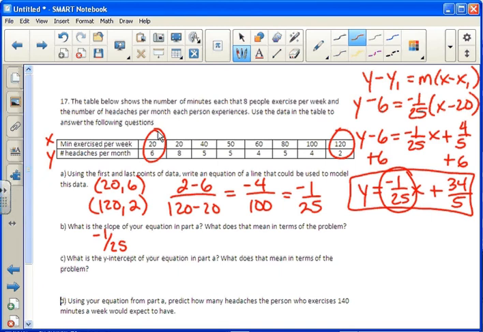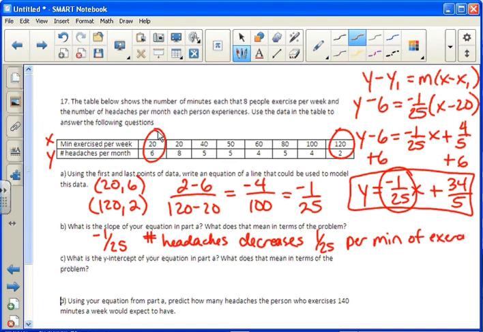So we would guess that on average, the number of headaches, that's the amount, the y, decreases, because it's a negative slope, 1/25 per minute of exercise. So the change in y per unit of x. So we would guess the number of headaches decreases 1/25 per minute of exercise. Another way to say that would be, we would guess that for every 25 minutes of exercise, your headaches would go down by 1.